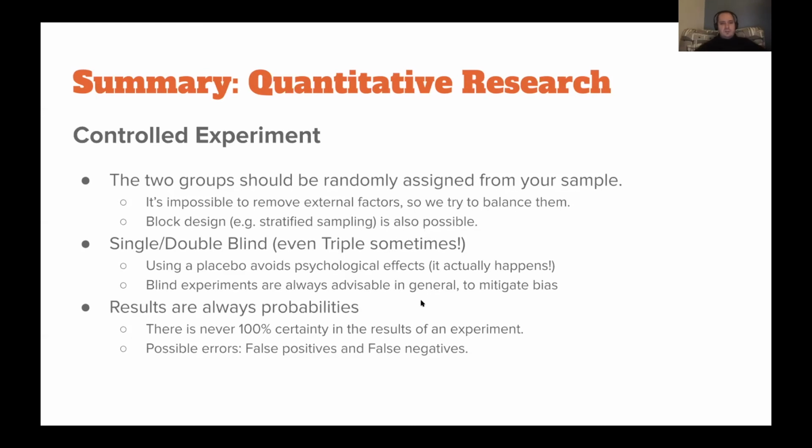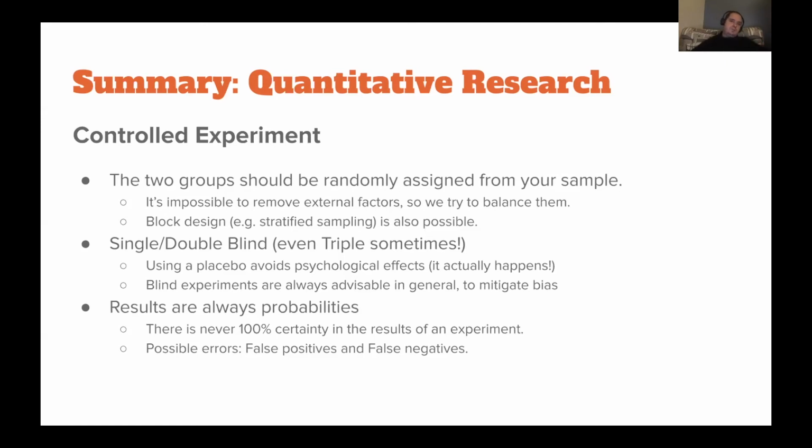And why is that so? Sometimes there's a small misunderstanding when we think that a controlled experiment is supposed to remove all the external factors. That's why it's called a controlled experiment, right? Because it removes completely all the external factors. And that's not true. It's impossible to remove external factors.